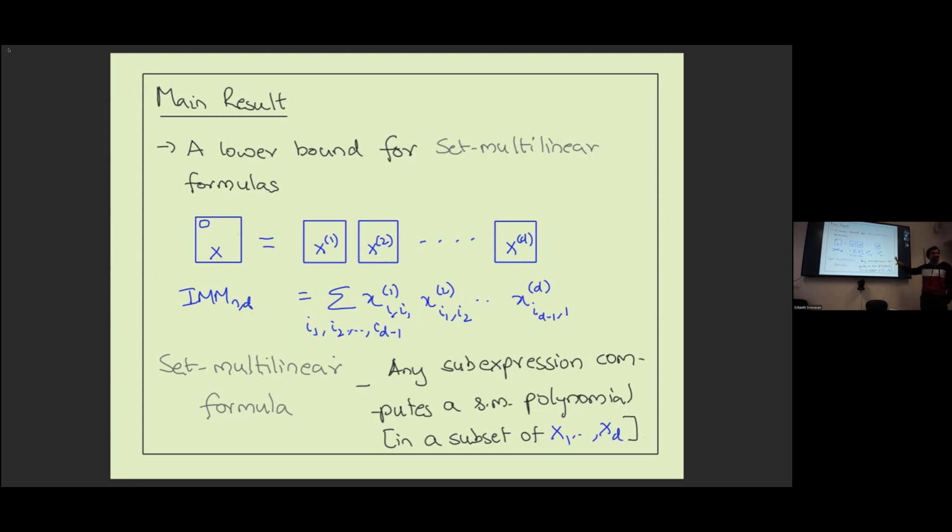Does this make sense at a high level? It's a very restricted kind of formula because you're not allowing certain computations to occur, but it's very natural in the context of the polynomial that we're dealing with. And as we'll see, it's actually intimately related to proving lower bounds for general formulas.